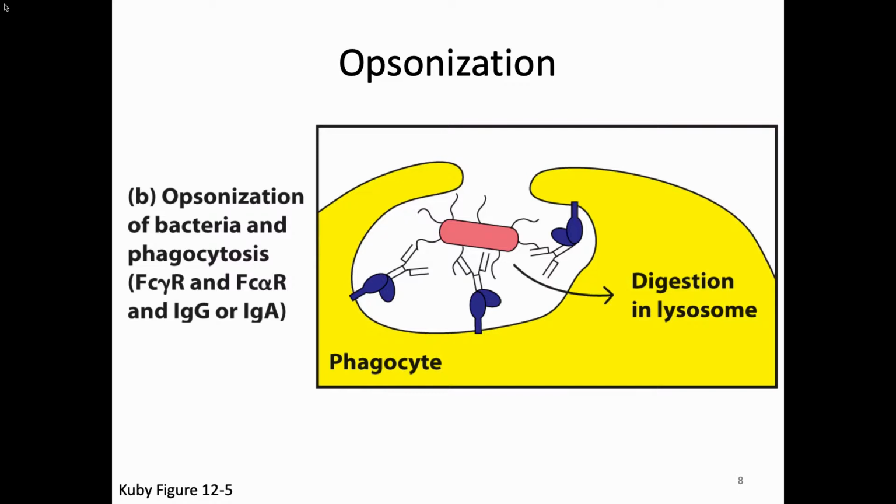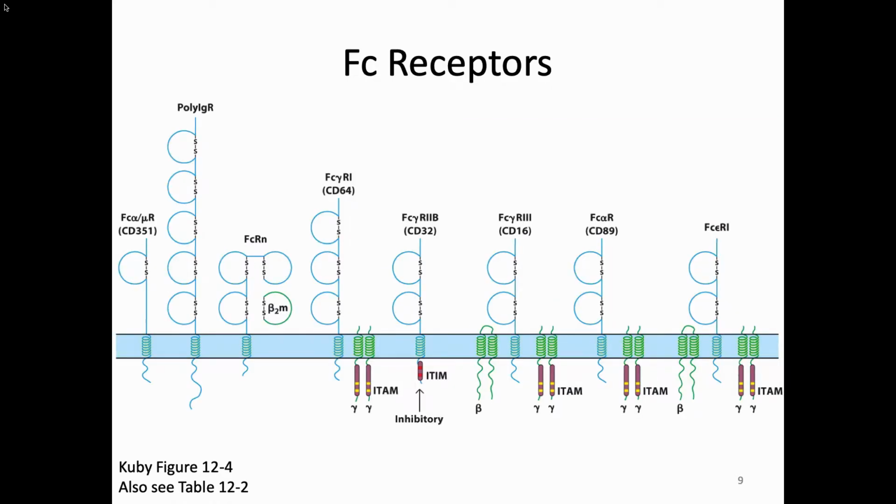One thing that this implies is that there are cells, specifically phagocytic cells, that have receptors that can bind to antibodies. When those receptors bind to antibodies, they are binding to the Fc portion of the antibody. As a result, those receptors are called Fc receptors. There are tons of types of Fc receptors.